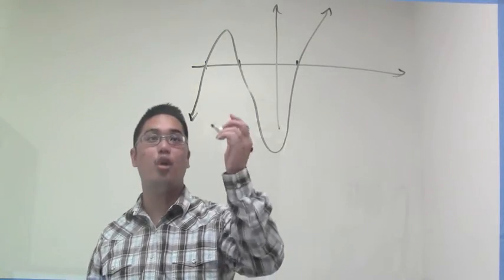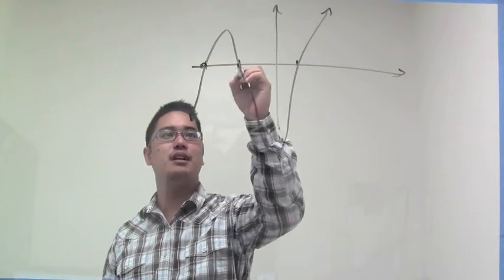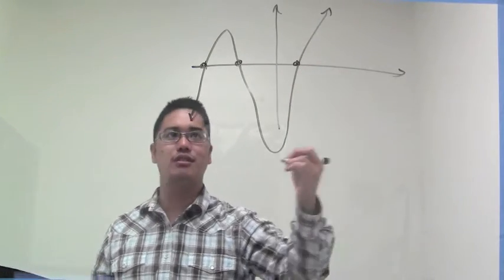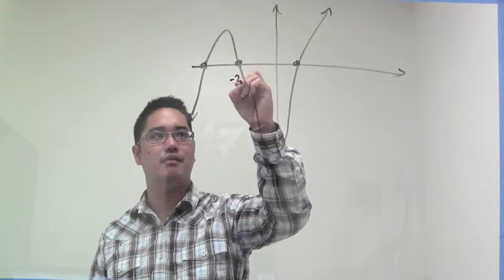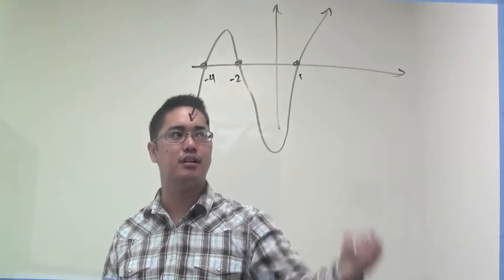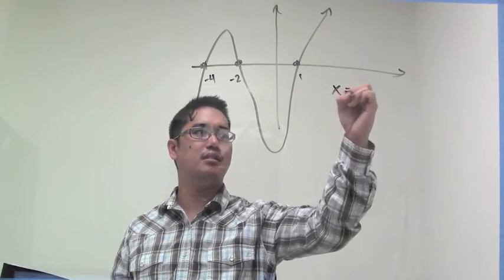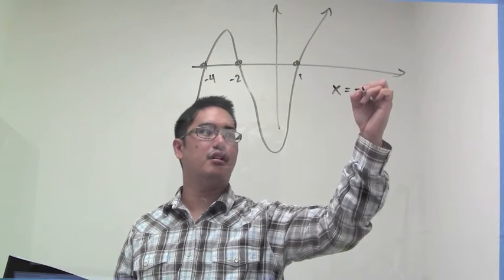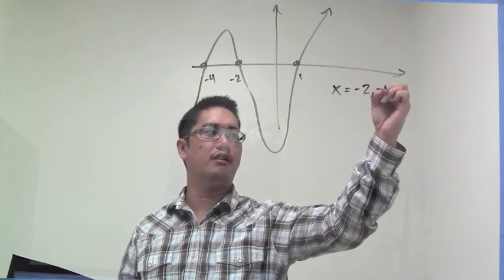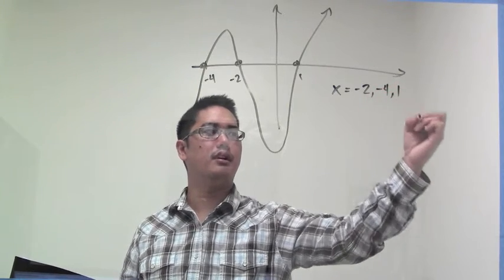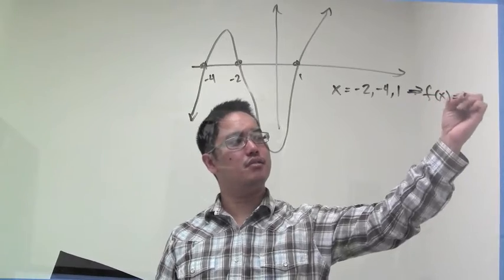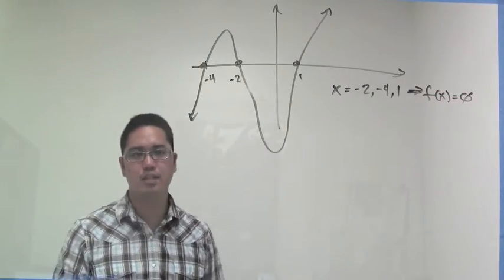I'm only interested in these points right here. So what are those? What is the x value when x equals 0? Well, I kind of told you then. That's -2, this is -4, and here's +1. So x equals -2, -4, +1 gives me f of x equal to 0. Right, so that's one of them.